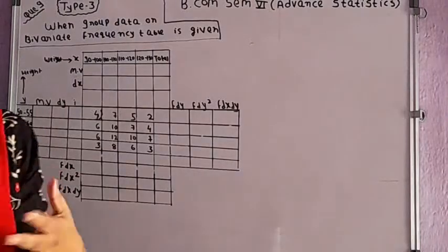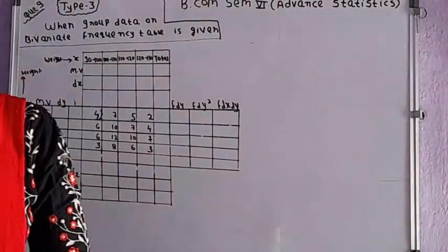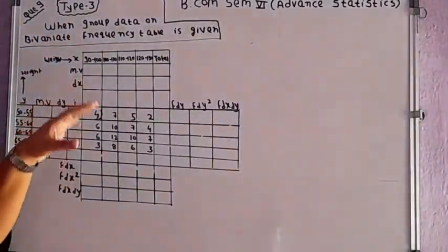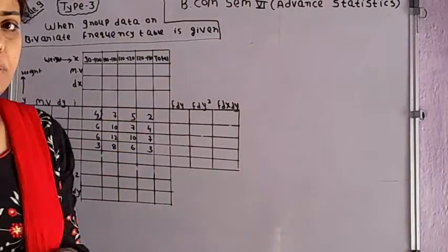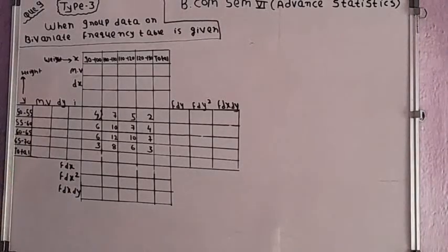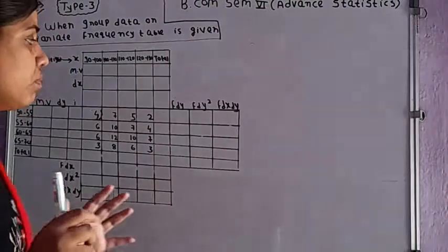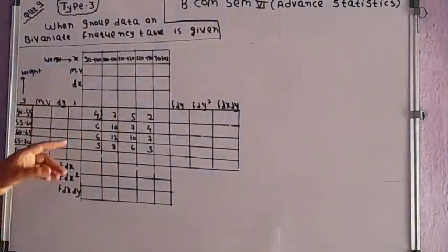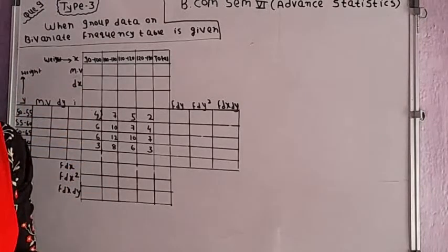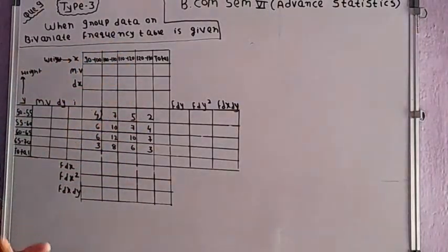First of all, we have to prepare a preparation chart, like we used to prepare in the correlation analysis. As we have been given a bivariate frequency distribution table, first of all we have to see how many groups are there in the x as well as y variable. In our question we have 4 groups in the x variable and 4 groups in the y variable. So we have drawn a table of 5 into 5, see 1 2 3 4 5, 1 2 3 4 5, and then we have put the things that we need to calculate under this problem.